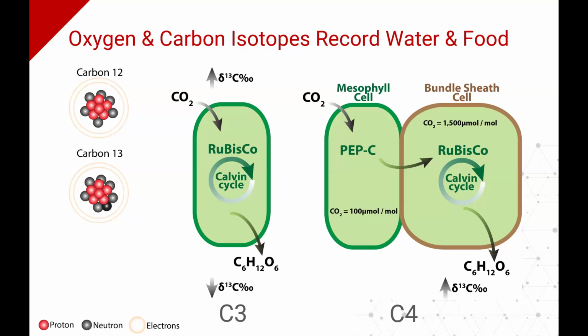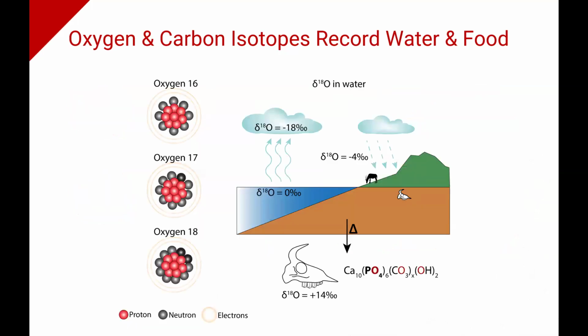And the outcome of that, and I won't go into why because we're running a little bit late on time, is that you see more of the heavy carbon in plants that are especially adapted to dry environments and low CO2 environments. We call these C4 plants. So that's the carbon record.